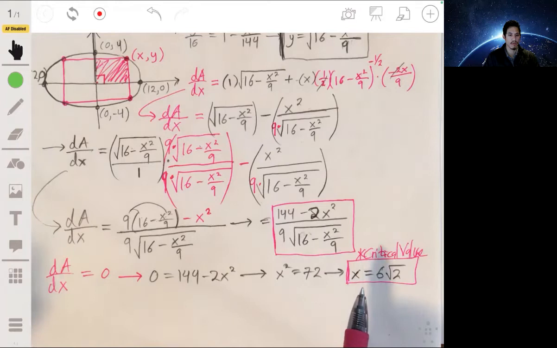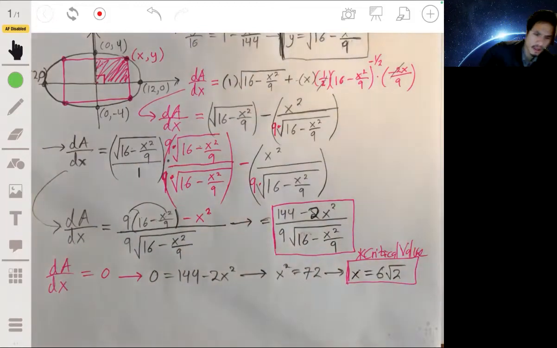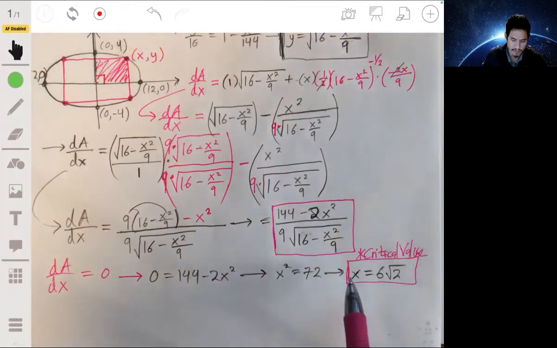Now it's like, well, how do we look at other possible values? This is like going to be, where should I use the first derivative test or the second derivative test? Like, what should I do here? Well, let's think about this.